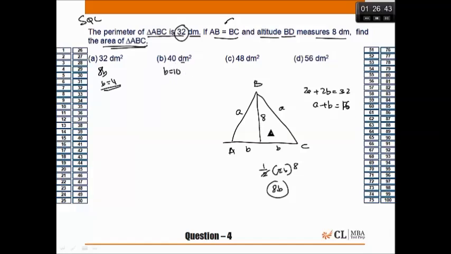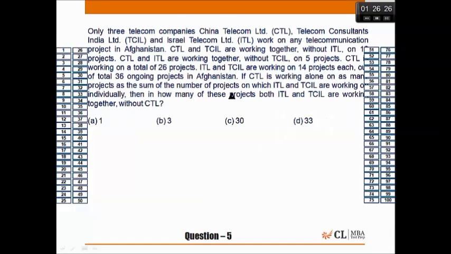B equal to 10 from this case: 8, 10, ugly A. When I say ugly, B equal to 6, 8, so 48. 8, 6, good A. 8, 6, 10. So 10 and 6 is 16. 10 plus 6 equal to 16. Awesome. So C.